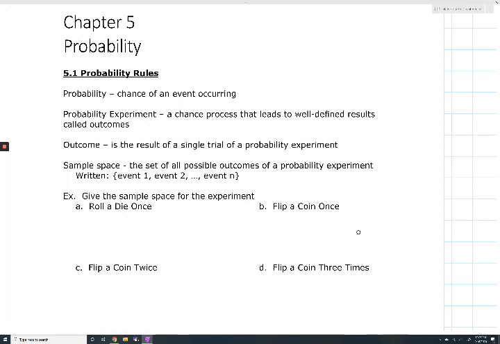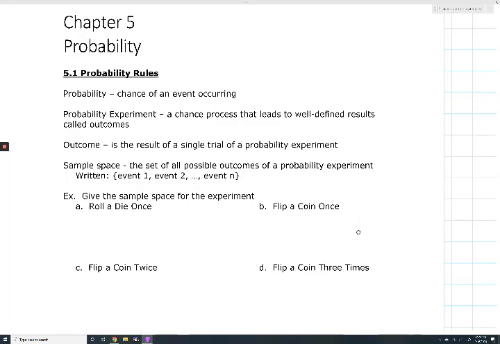All of those things are probability experiments because it's a chance process. Rolling a dice, I don't know where it's going to land, and there's well-defined results: 1, 2, 3, 4, 5, 6, if it's a six-sided die. So that's a probability experiment. And then an outcome is a result of a single trial. So an outcome of rolling a die is the result of rolling it once, and then you record that. A sample space is the set of all possible outcomes of a probability experiment, and it's written in the brackets with the outcome of each event there.